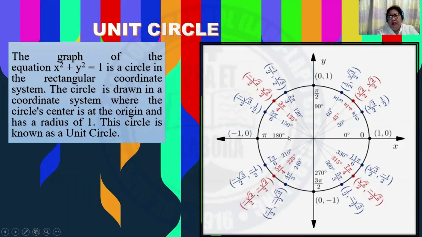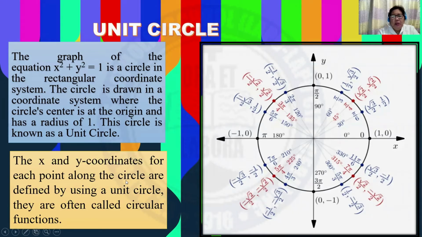Have here the measurement of angles in degrees. Then next we have in radian measures, and these coordinates are the coordinates of the points of special angles. And these coordinates are the coordinates of the points on the circle representing the special angles. The x and y coordinates for each point along the circle are defined by using a unit circle, and they are often called circular functions.